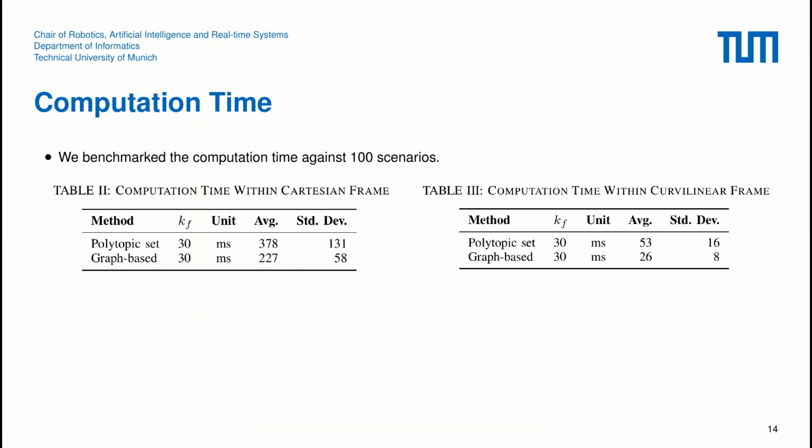To evaluate the performance of our toolbox, we have benchmarked it against 100 randomly chosen scenarios from the CommonRoad benchmark suite. For both propagation methods, computations within the curvilinear coordinate system are faster than within the Cartesian coordinate system. This is because in curvilinear coordinate systems, we used more conservative parameters in both the longitudinal and lateral directions. As expected, the average computation times of the graph-based propagation method are shorter than those of the polytopic set propagation method, due to the reasons described earlier. The computations took a fraction of the planning horizon and rendered the toolbox suitable for real-time applications.